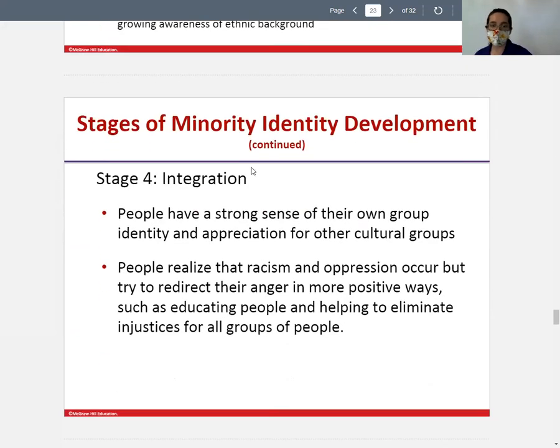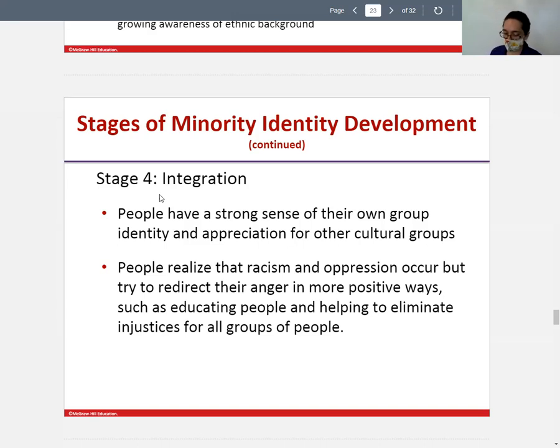And then stage 4 obviously is our ideal stage that we're trying to get to. This is our ideal outcome. Once you reach this stage, you have a strong sense of your own group identity, whatever that is, but you also have an appreciation of the other group. You understand that not everything is perfect about the minority group, and not everything is perfect about the majority or dominant group, but they both have good things that we can bring to the table and start bridging those gaps.